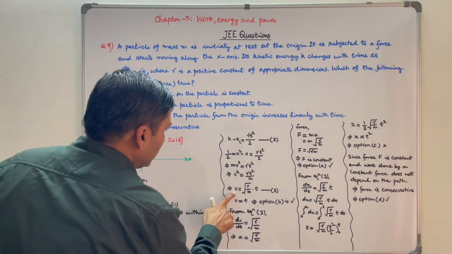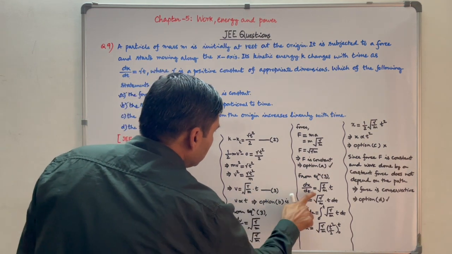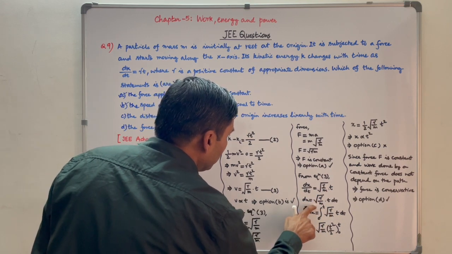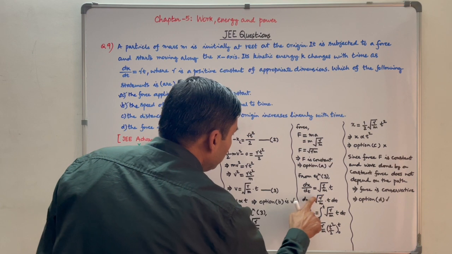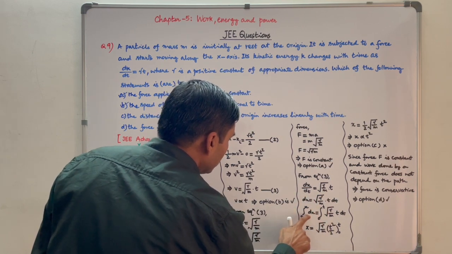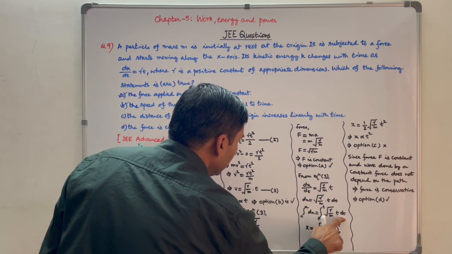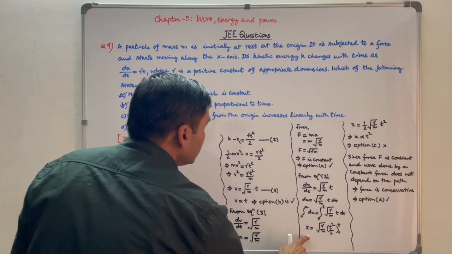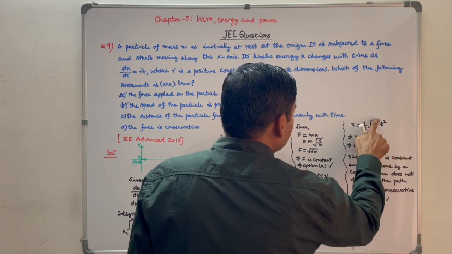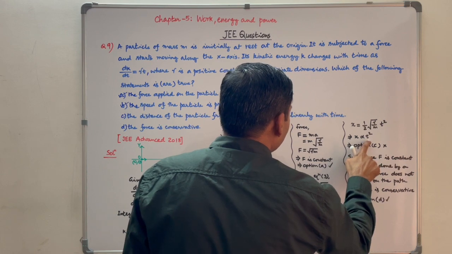Again, from equation 3, V can be written as dx by dt. So dx by dt is equal to under root gamma by m into t, or dx is equal to under root gamma by m into t dt. We can integrate both sides of this equation within limits. So integration of dx from 0 to x is equal to integration of under root gamma by m into t dt from 0 to t. This gives x is equal to 1 by 2 under root gamma by m into t square. This part is constant. That means x is proportional to t square.